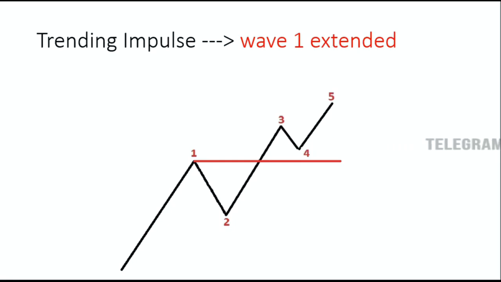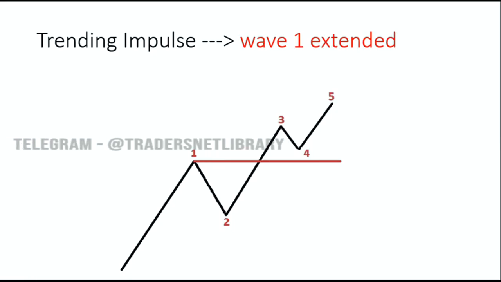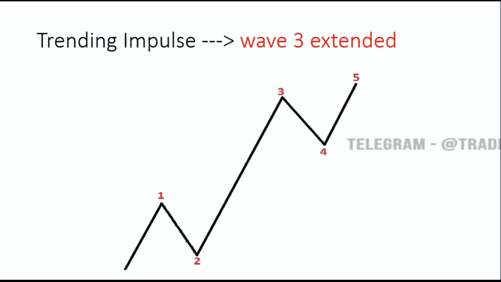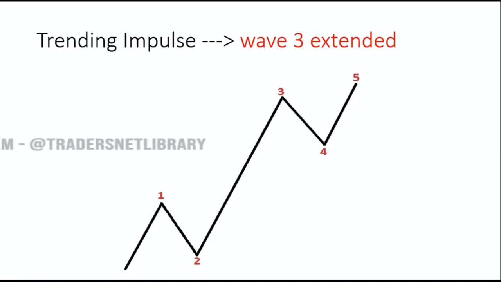When we have wave 1 extended, wave 5 cannot be larger than wave 3. There are 2 general and important rules when we have extended wave 3. 1. Wave 2 cannot correct more than 61.8% of wave 1. 2. Wave 4 cannot correct more than 38.2% of wave 2.